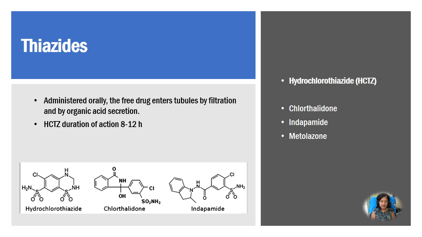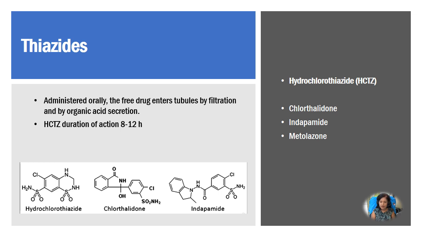So thiazides are orally administered, and the free drug enters the tubules by filtration. It also enters by organic acid secretion. You would recall that I mentioned chlorthalidone being more effective to treat mild to moderate hypertension in patients with normal renal and cardiac function compared to hydrochlorothiazide or chlorothiazide. And this reason was because of its longer duration of action. All the other drugs in this class have a longer duration of action compared to chlorothiazide.